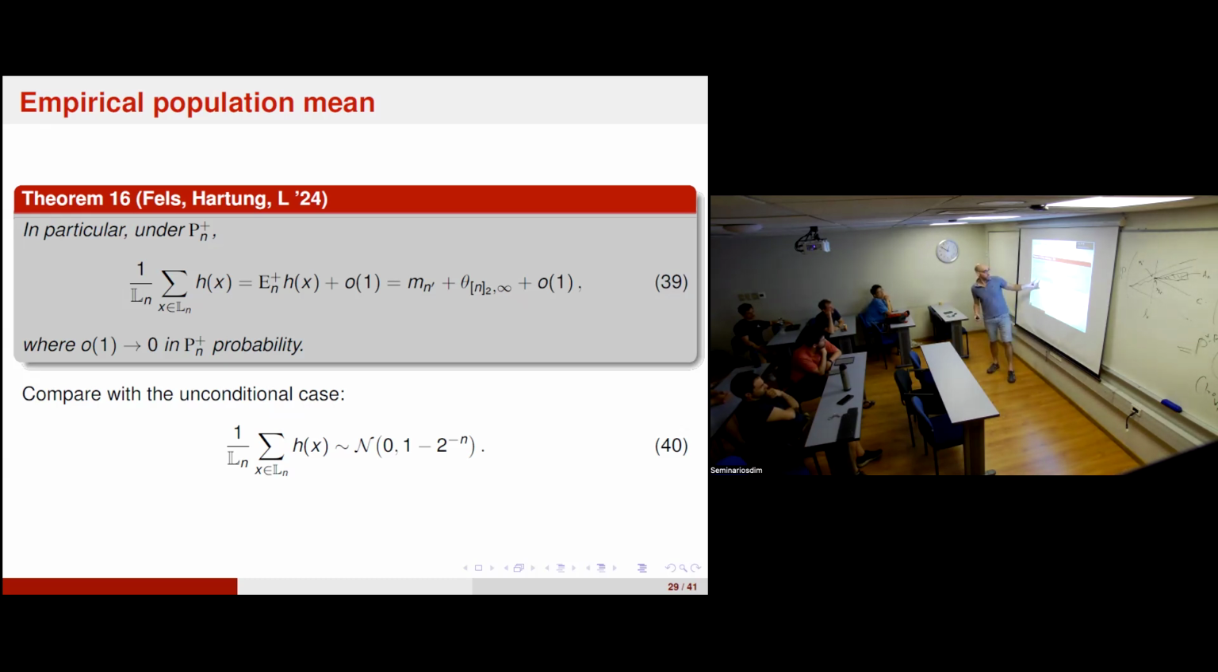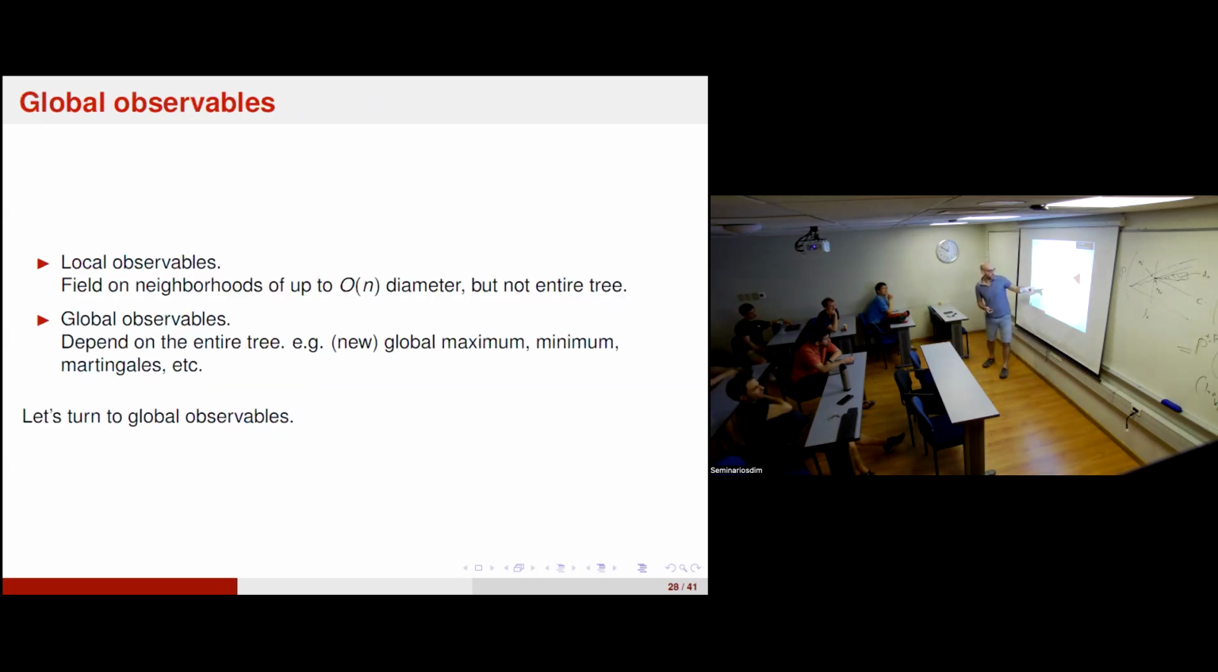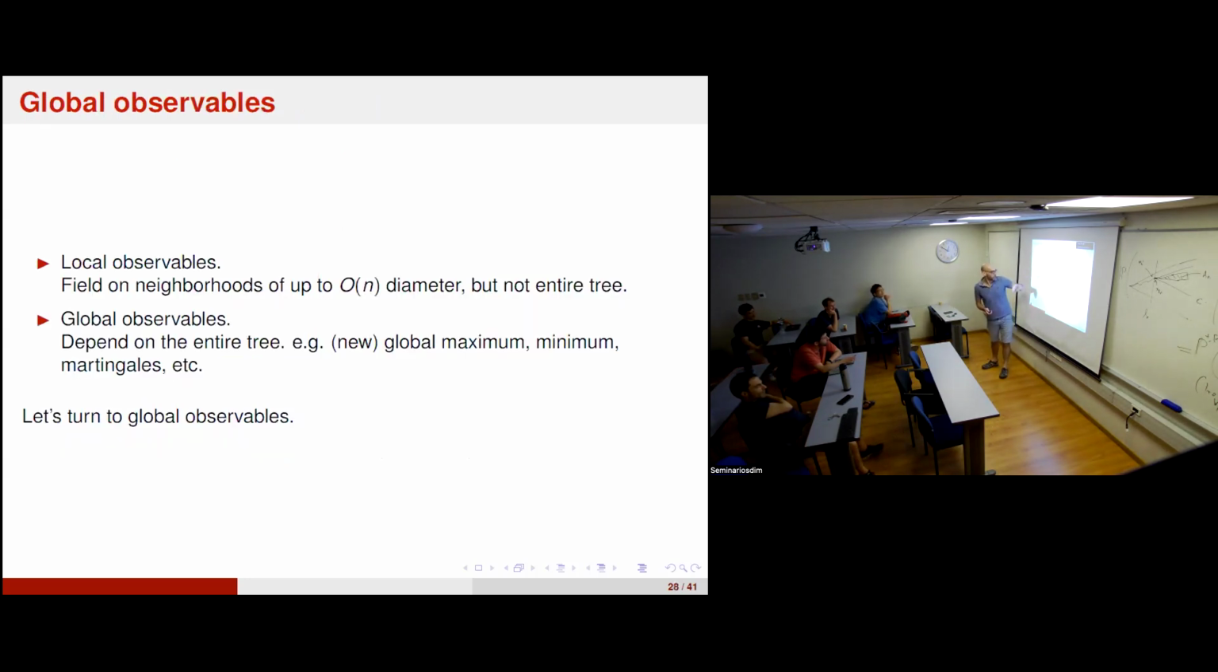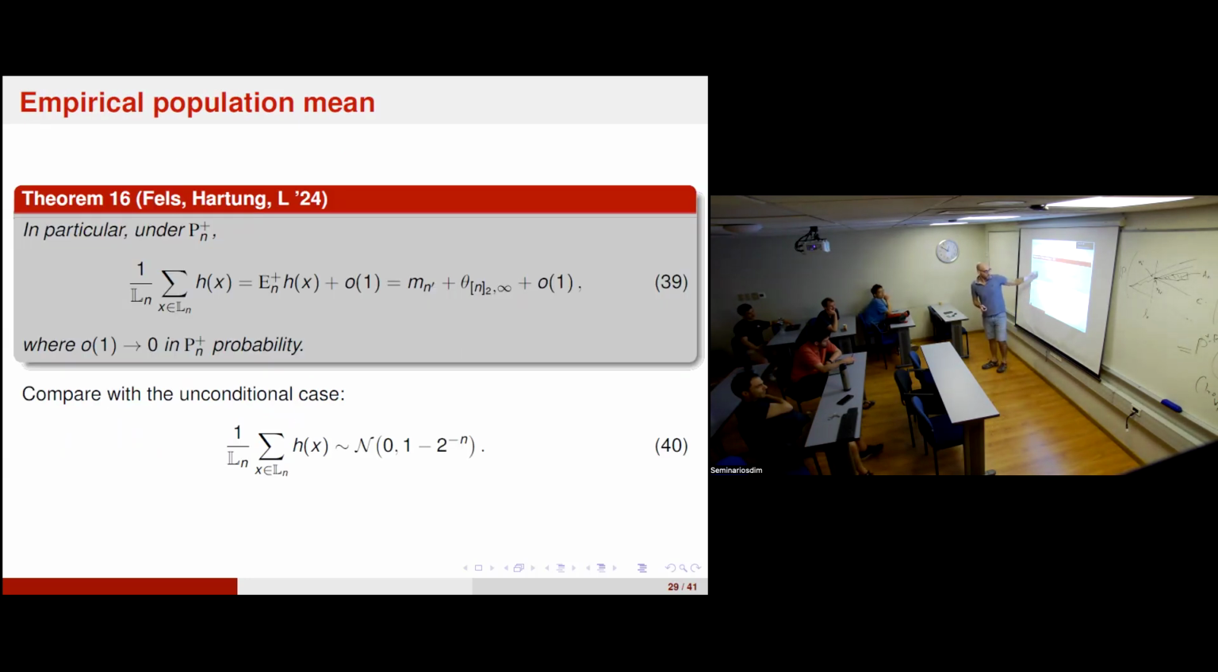Under the conditioning, you get essentially m_n prime plus some quantity. I didn't tell you what this is. Plus some potentially fluctuating quantity, but a constant value. Essentially, you get the same. Fine. So this randomness disappears.